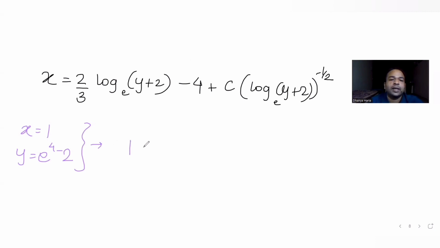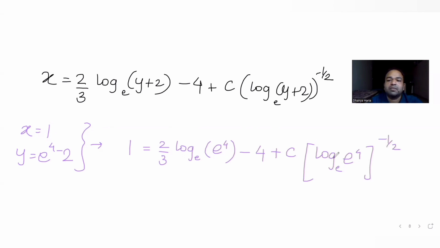So I'll substitute x as 1, 2 by 3 log of e raised to 4 minus 2 plus 2, minus 4, plus c. Here you get log of e raised to 4 minus 2 plus 2 to the base e, so log of e raised to 4 to the base e, raised to minus half. So you get this entire expression as 1 equal to 2 by 3 times 4 (log e to the base e is 1), minus 4, plus c.